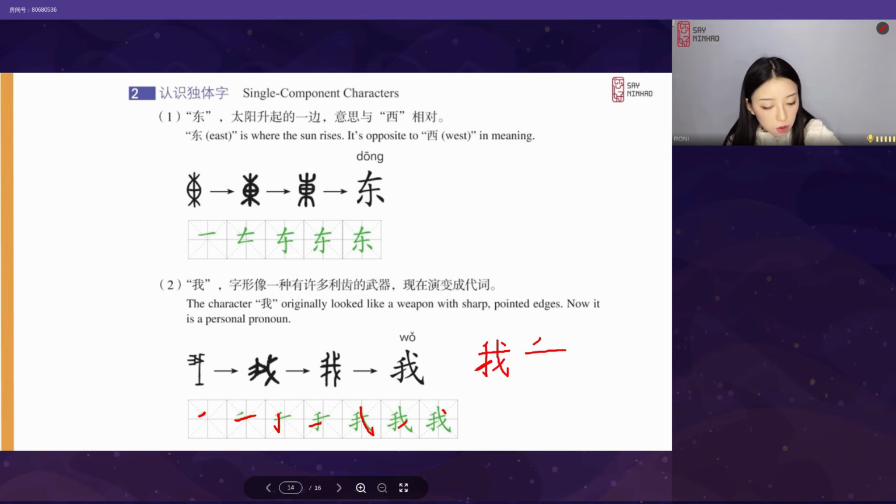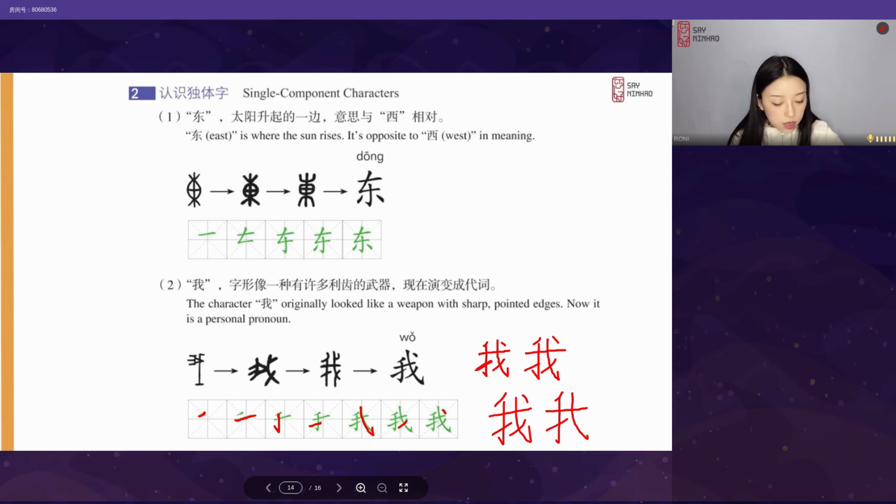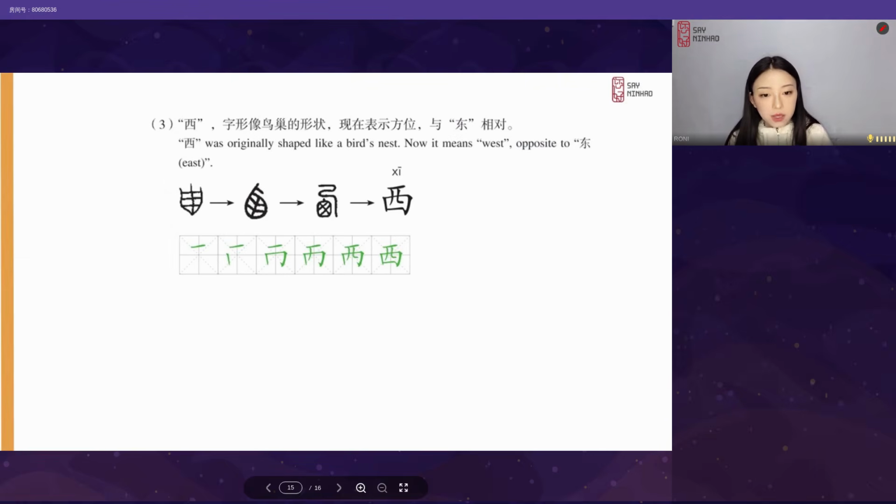Left falling, horizontal, vertical hook, a rising, and then a slanting hook, left falling, dot. Again, left falling, horizontal, vertical hook, rising, slanting hook, left falling, dot. Okay, this is 我, how to write 我. Next one is 西. 西 means west, opposite to 东.